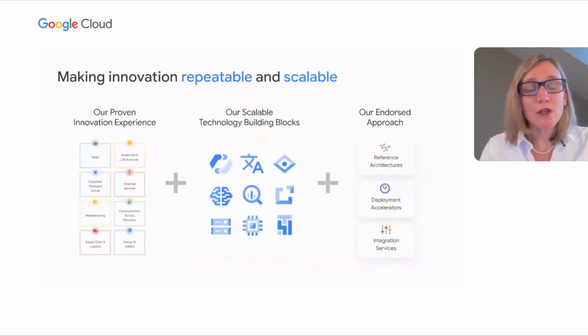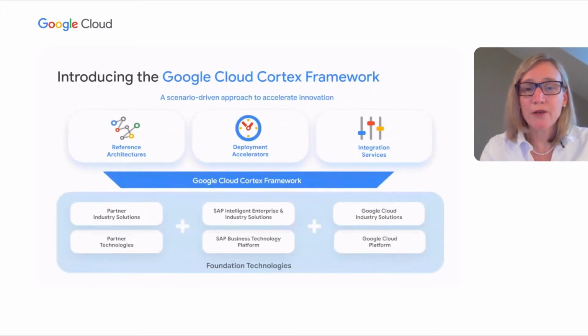One of the things that we've learned through these client engagements and from how our customers have been innovating with us is that there are truly repeatable and scalable patterns that can take the experience from these implementations and combine them into scalable technology building blocks. Most importantly, providing an endorsed set of approaches around the packaging and the reference architectures, the actual content, as well as delivery approaches that can help you as a customer accelerate faster. So how are we tying all of this together? Well, we're introducing the Google Cloud Cortex framework.